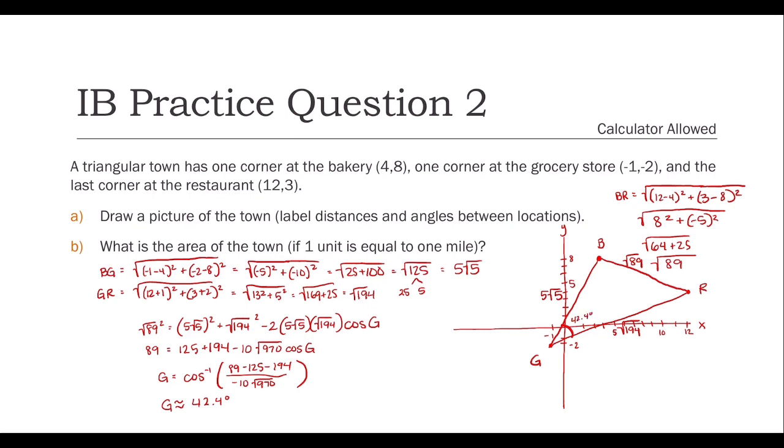Now that we have an angle opposite of a side that we know, we can use the law of sines to solve for angle R. So we have sine of 42.4 over root 89 equals sine of R, which we don't know, over 5 root 5. We'll multiply both sides by 5 root 5 and take the inverse sine of both sides to get that R equals the inverse sine of 5 root 5 times the sine of 42.4 over the square root of 89. So R is approximately 53.0 degrees.